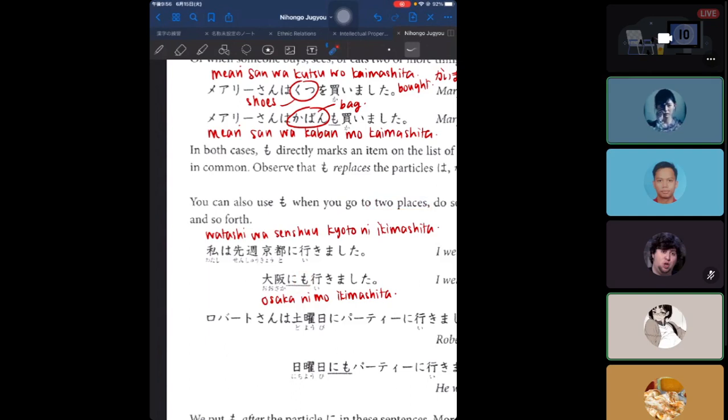So this one, 私は先週. What is 先週? Last week. 先週 is last week. 京都に行きました. So last week I went to Kyoto. And then they also want to say that last week I went to Osaka too. That's why they use mo.